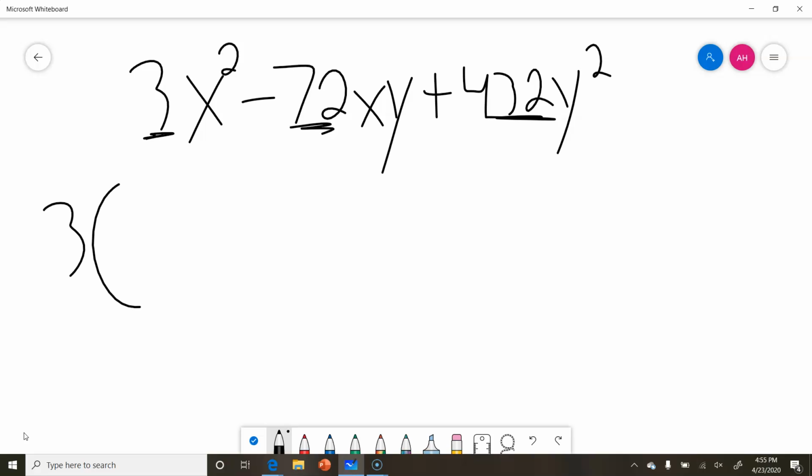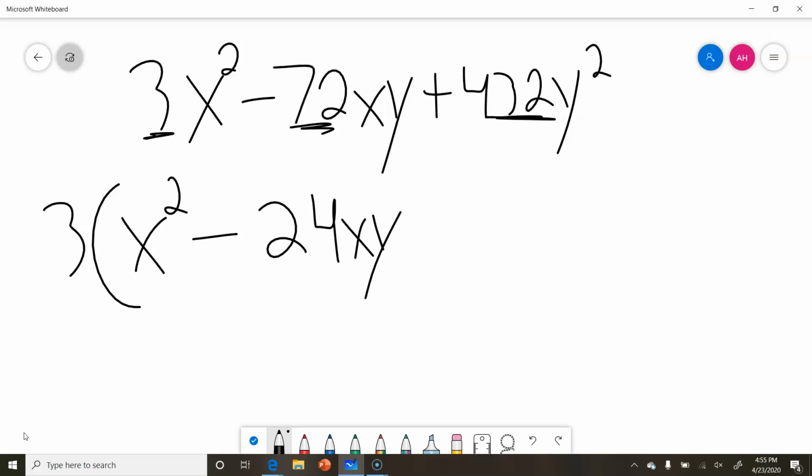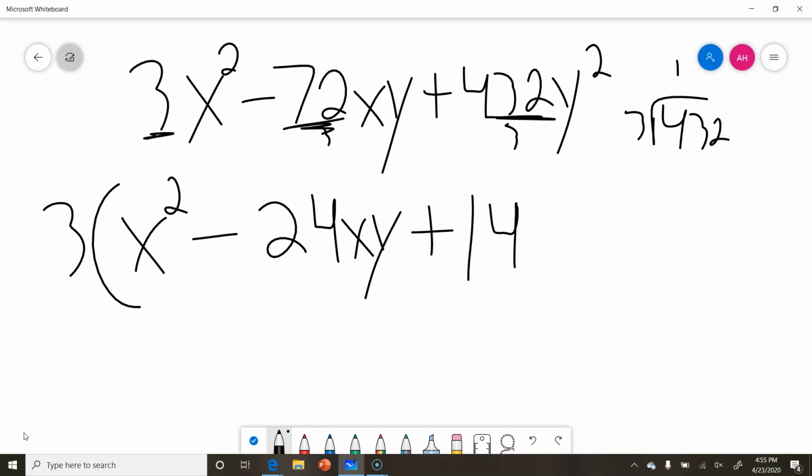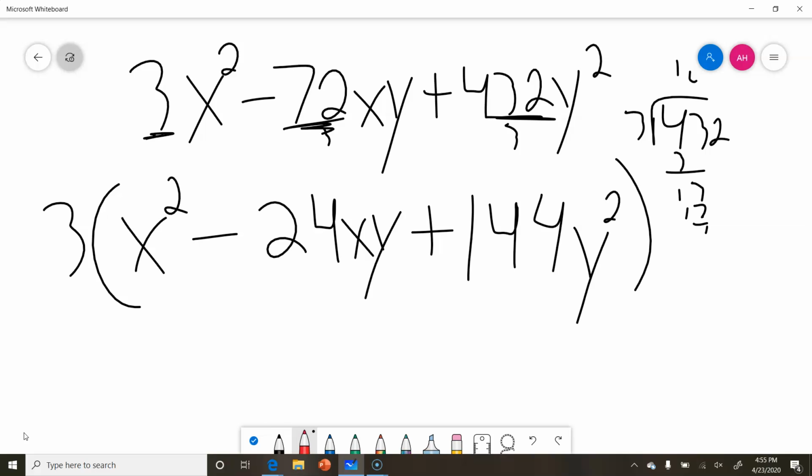So I pull out a 3, and I'm left with x squared. Then I minus, and for that one, I have 24xy. Okay, then I have plus, and I divide that by 3, and I get 24. Divide this by 3, and I get 100. And let's see what this is. I actually don't have my calculator on me, so I gotta do it the old-fashioned way here. 144. Cool. 144y squared.